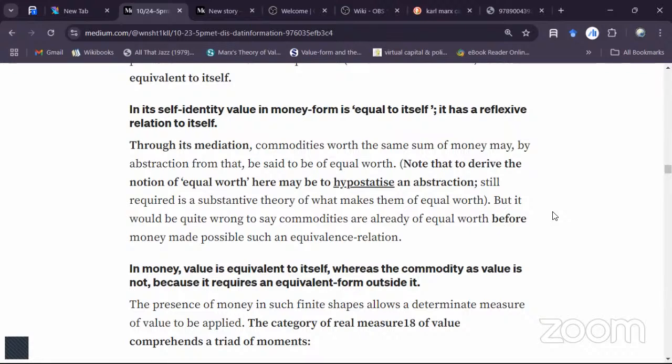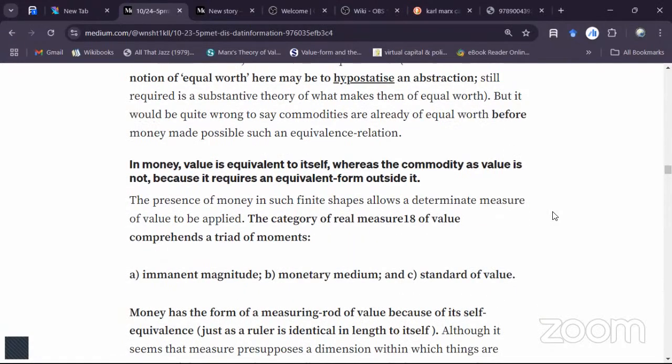The category of real measure of value comprehends a triad of moments. And this is what we were talking about in moment 1, moment 2, moment 3: immanent magnitude A, monetary medium B, and standard of value C. So yesterday I showed you what a meter might actually look like. There's a standard meter, it's platinum iridium. But the reality, of course, is that it's some other measure of the speed of light. And it's not quite the same, even though it is the same.